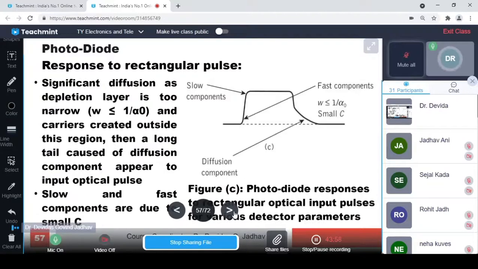So the significant diffusion is there at the depletion layer whenever there is a narrow W that is less than or equal to 1 upon alpha 0. W should be very large compared to 1 upon alpha 0 is the condition. But if W itself is less than 1 upon alpha 0, then this rectangular input pulse will generate a pulse like this.